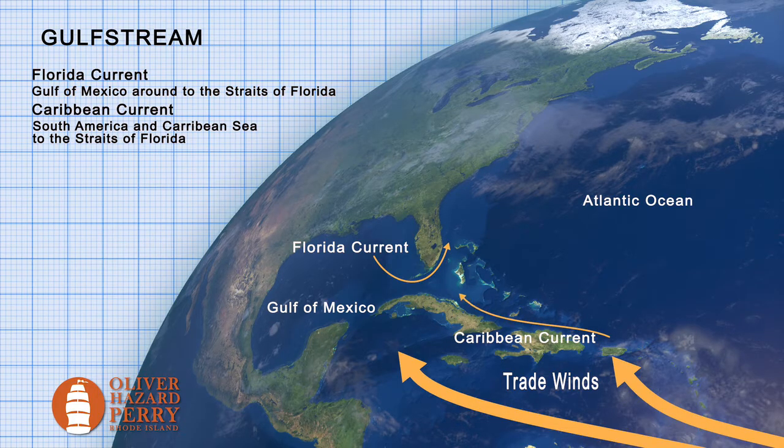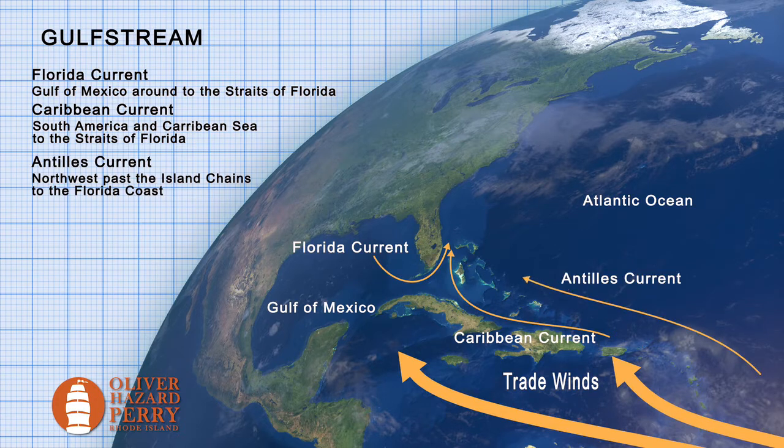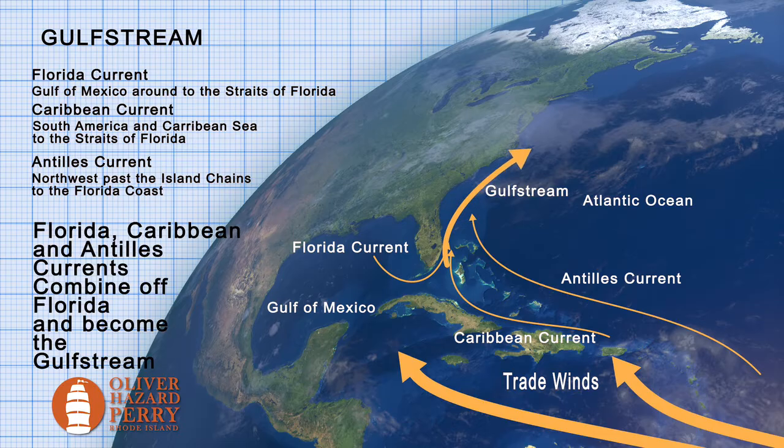The other part of the water surplus moves slightly up to the north of the Caribbean Sea and the Gulf of Mexico, bypassing the Antilles from the north. This stream is called the Antilles Current. The Gulf Stream is created by the Florida Current, the Antilles Current, and the Caribbean Current, combining off the coast of Florida into one large ocean current, the Gulf Stream.